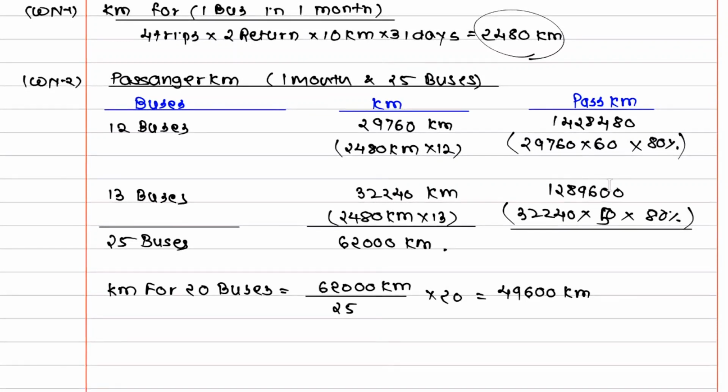12,89,600. If you just add it up, 27,18,080. This is your passenger kilometer, right? That too for 25 buses and 1 month. Exactly, it is clear. It is actually a little bit complicated, but yeah. Any doubts? So please ask why it is like this. Is the thought process clear?